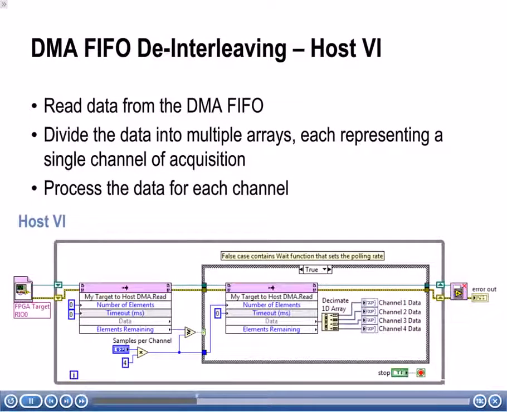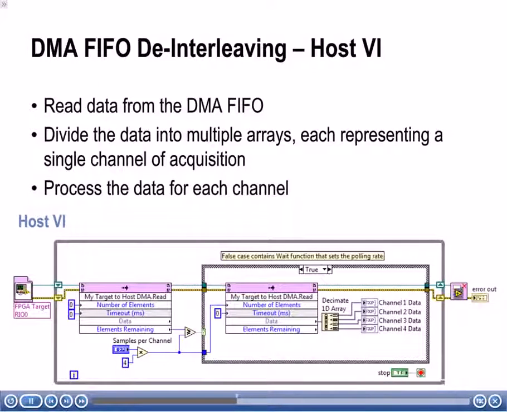Okay, so now let's go to the host side. We've written interleaved data on our FPGA, and now on our host side, we want to read it and de-interleave that data. Let's take a look at our block diagram. At the bottom, you have the initial read, and we look at the number of elements remaining, and notice that we have samples per channel multiplied by 4. If we want to wait until we're reading, let's say, 10 samples per channel, then that means we need to have 10 times 4, or 40 elements in that FIFO available for reading.